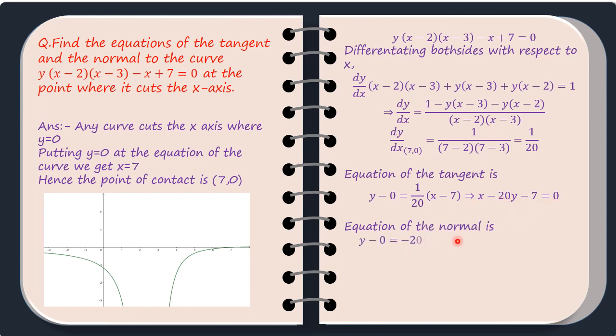So now the equation of the normal: y minus y1, 0, equal to minus 1 upon m, that is minus 20, into x minus x1, that is x minus 7. Simplify this equation, you will find the equation of the normal. It is given by 20x plus y minus 140 equal to 0. So here is the equation of the tangent and the equation of the normal.